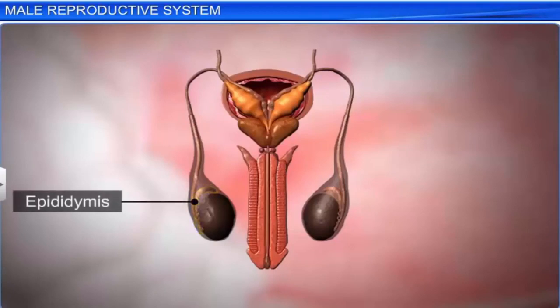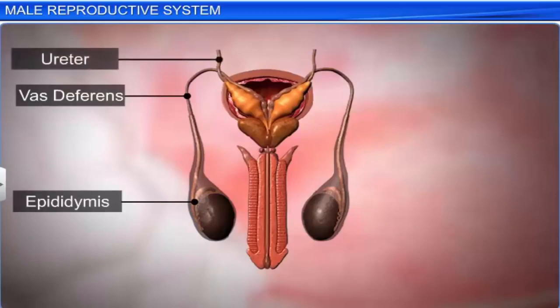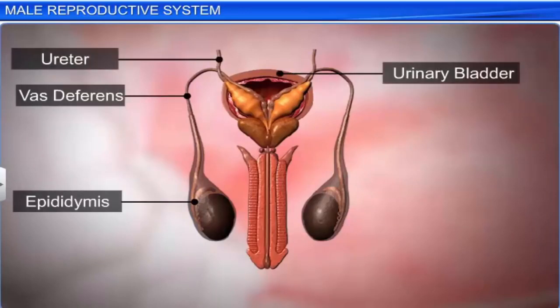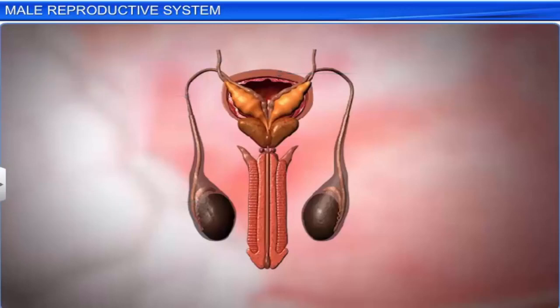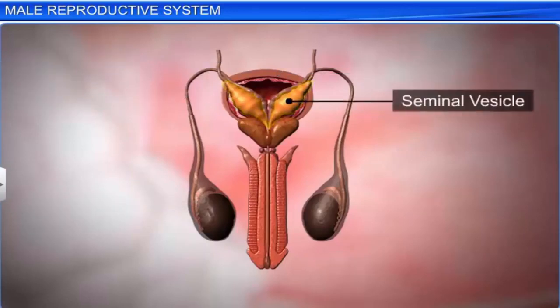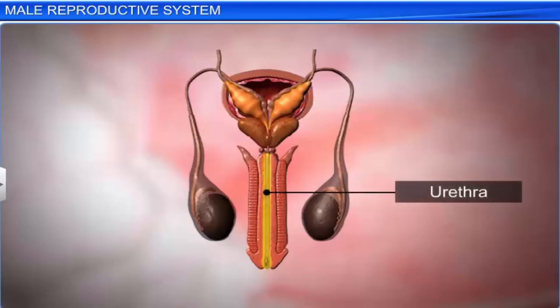The epididymis leads to the vas deferens that ascends into the abdomen, curves around the ureter, and loops over the urinary bladder. It extends backwards and receives the duct from the seminal vesicle and finally opens into the urethra as an ejaculatory duct.